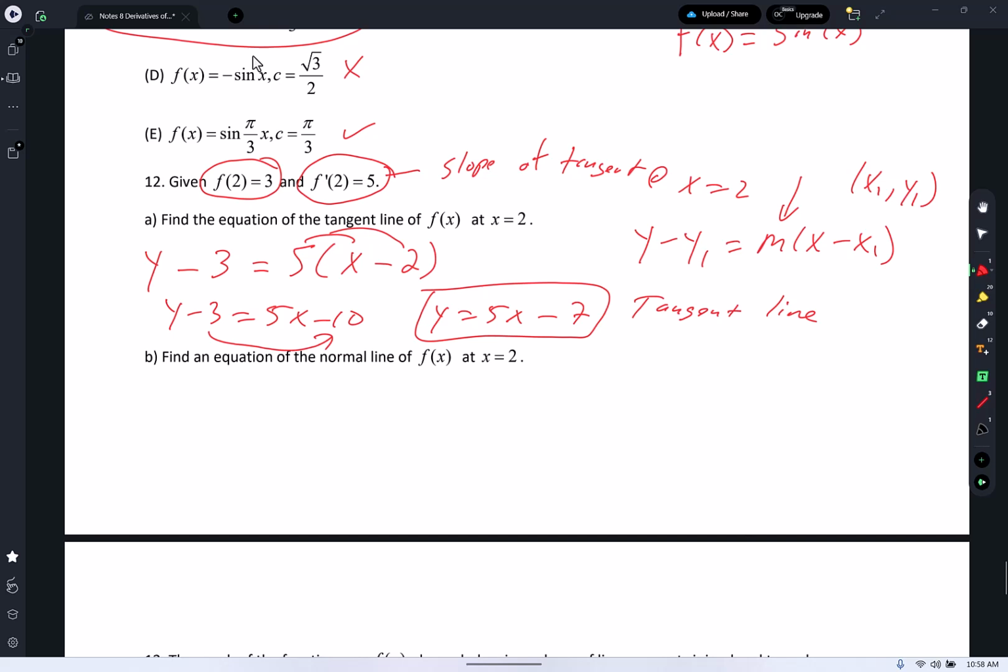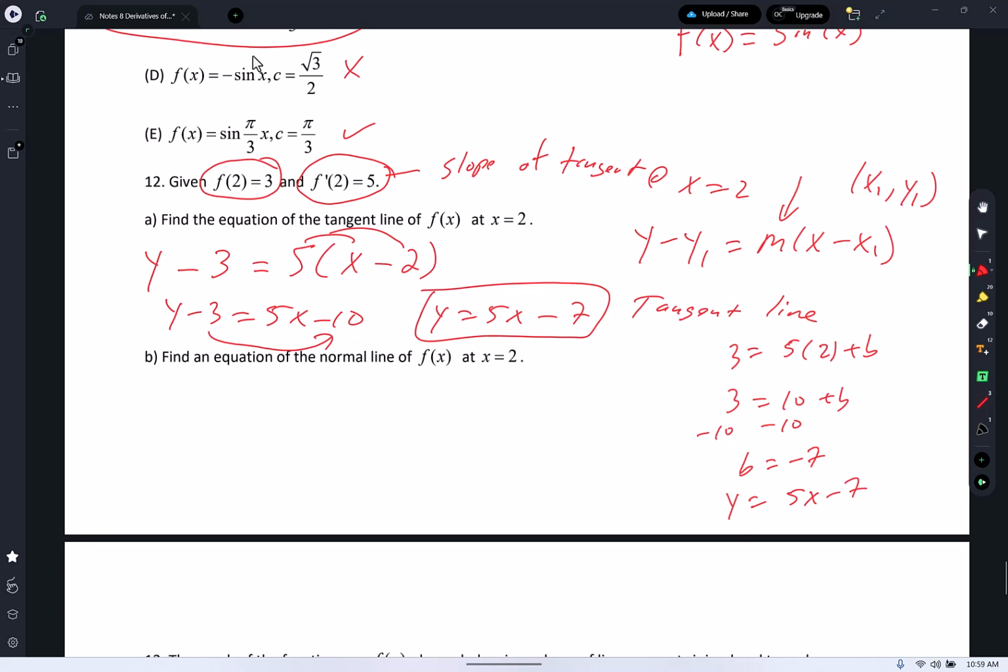Cool or not cool? Can we also do like mx plus b? Yeah, but I think that takes more steps. I would just do it this way. But yeah, you can do y equals, your slope was 5, and then plug in 2 to figure out your b, and then plug in a 3 here plus b. But I think that takes more steps.